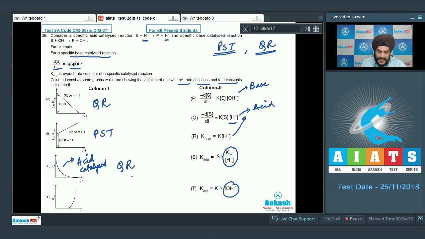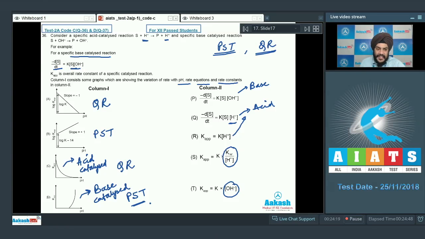At the curve given in option D now, we see that due to increase in pH, the apparent rate constant of the reaction also increases. It must mean that as the concentration of OH minus increases, the pH increases and the rate of reaction also increases. So this curve represents a base catalyzed reaction. And like the previous option, we can see that this will be matched with P, S and T.